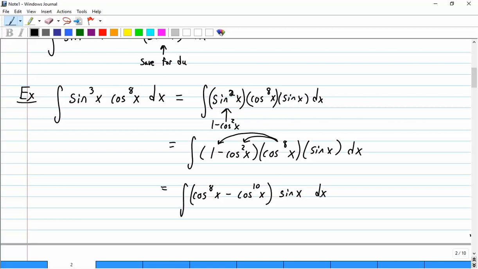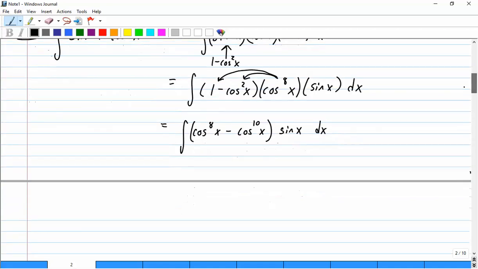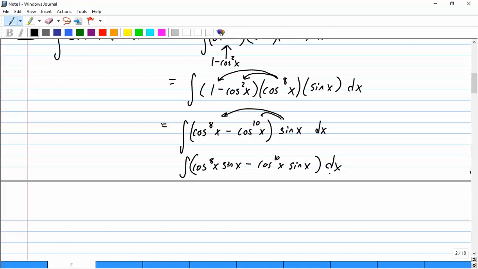Now, why is this the du for both of these? Because what does it mean if I write it there? Now, don't write what I'm about to write because I'm going to erase it. I could multiply this in and write the integral of cosine of x to the 8th times sine x minus the cosine of x to the 10th times sine x. So I could write that, but that's an extra step that you don't have to write.